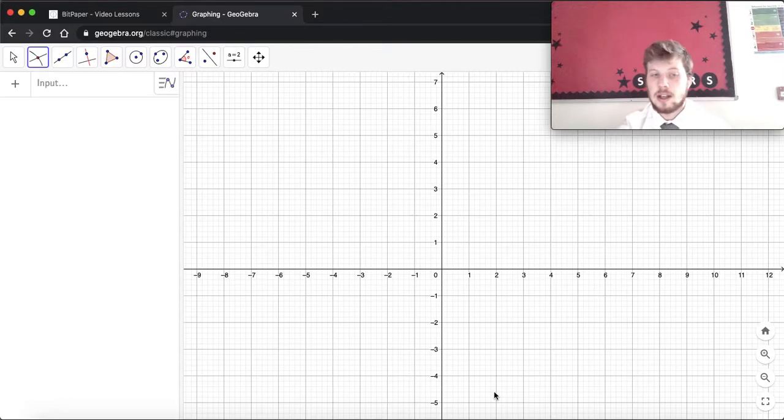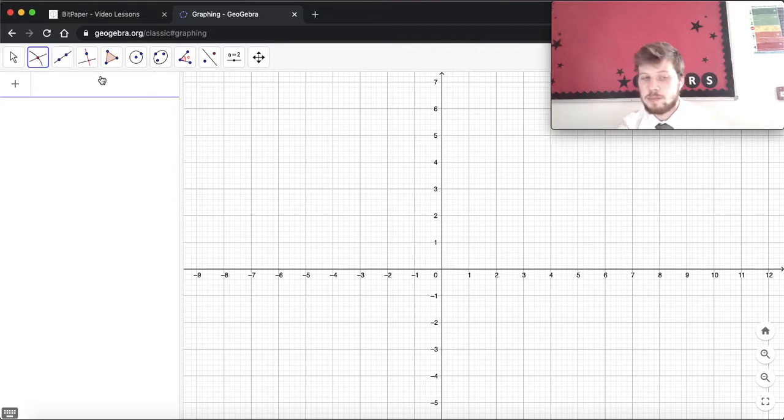Today I'm going to look at how we can think about graph transformations and how we can use GeoGebra to really help us gain a deeper understanding of what they actually do and what the usefulness of them are. So the first thing I'm going to do is invite you all to go onto geogebra.org and go onto classic and graphing, and you should get a screen similar to this.